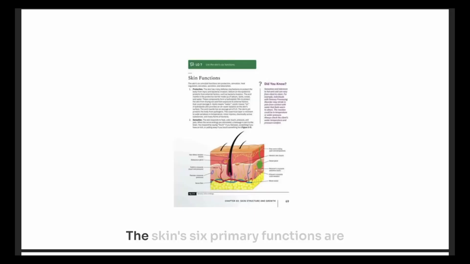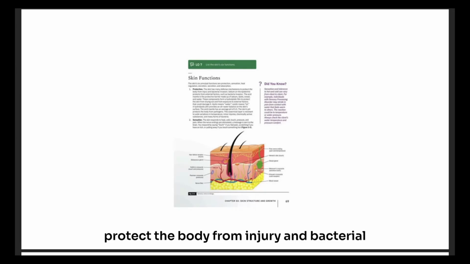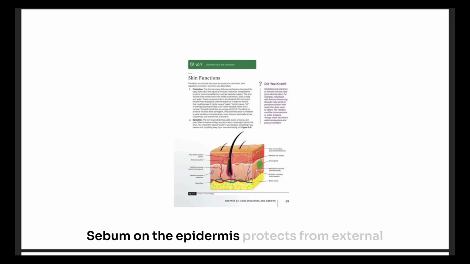Skin functions. The skin's six primary functions are protection, sensation, heat regulation, excretion, secretion, and absorption. Protection. The skin has many defense mechanisms to protect the body from injury and bacterial invasion. Sebum on the epidermis protects from external factors such as bacterial invasion. The acid mantle is the protective barrier made up of sebum, lipids, sweat, and water.